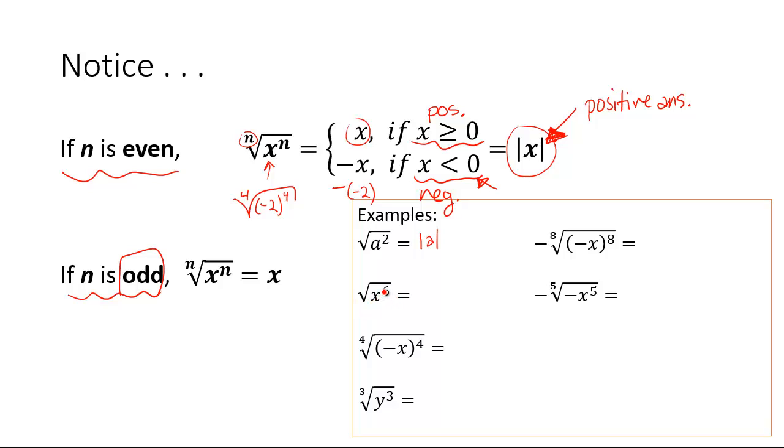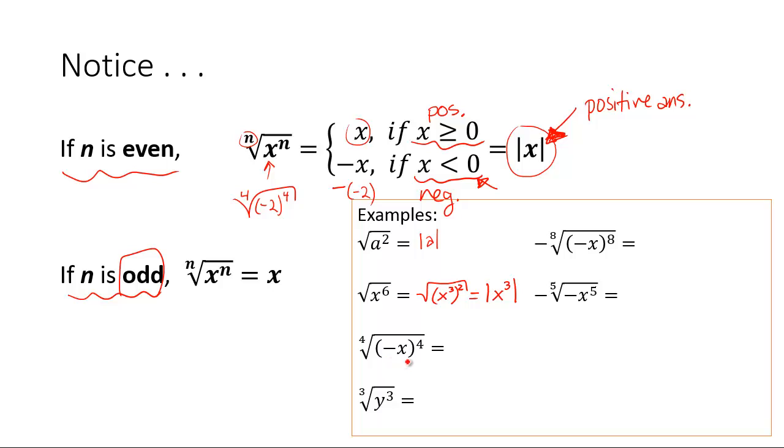So x to the power of 6, square root of that, well, that's the same as square root of x cubed squared, because x cubed times x cubed gives you x to the 6. And so that's really the same as absolute value of whatever x to the 3 is. Now, because it's cubed, it won't necessarily be positive, so we need the absolute value bars there.